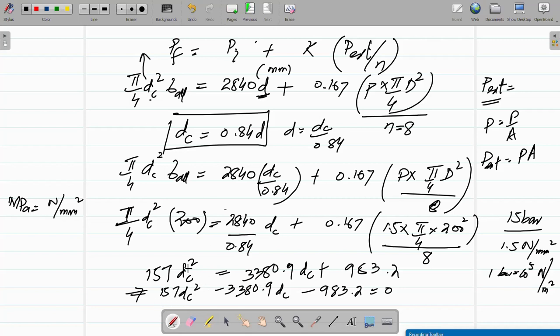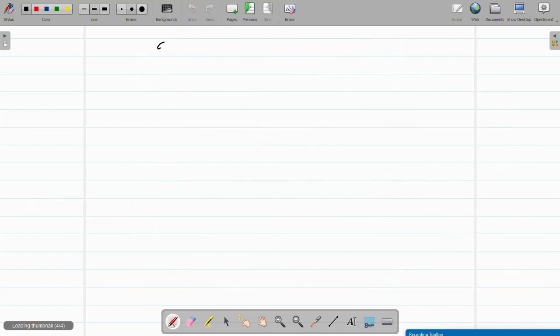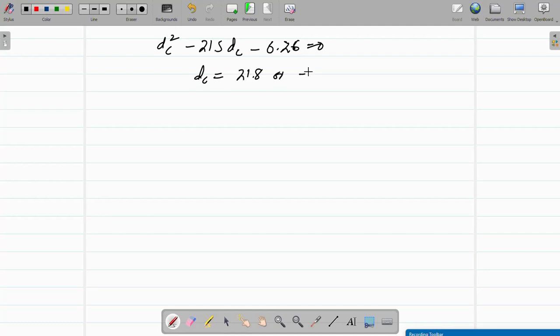If I divide this by 157 throughout, it becomes DC square minus 21.5 DC minus 6.26 equals 0. If you solve this, you find DC equals 21.8 or minus 0.3. Now minus 0.3 is not possible because we have to find the diameter of the bolt. This is 21.8 mm. This is the core diameter of the bolt.